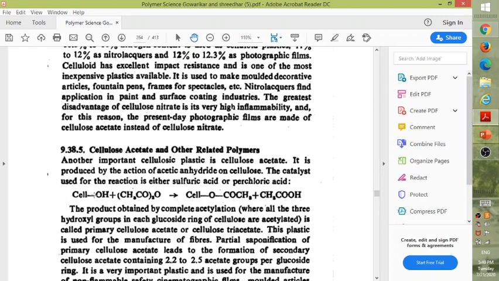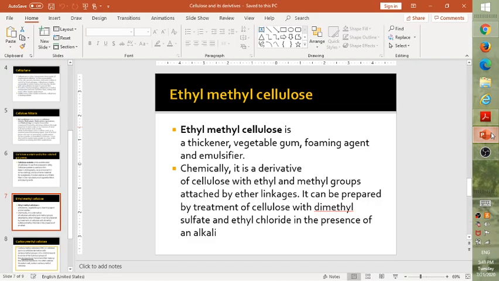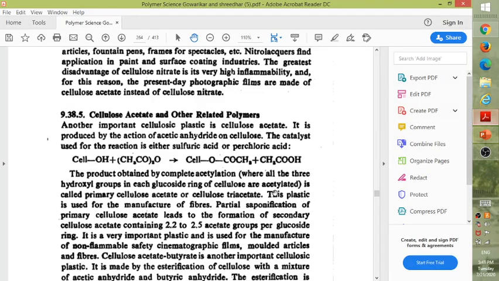Another important cellulosic plastic is cellulose acetate. It is produced by the action of acetic anhydride on cellulose. So when acetic anhydride and cellulose react, you get cellulose acetate. What is it? It is nothing but an acetate ester of cellulose. The catalyst used for this reaction is either sulfuric or perchloric acid. So it is very important to know this.